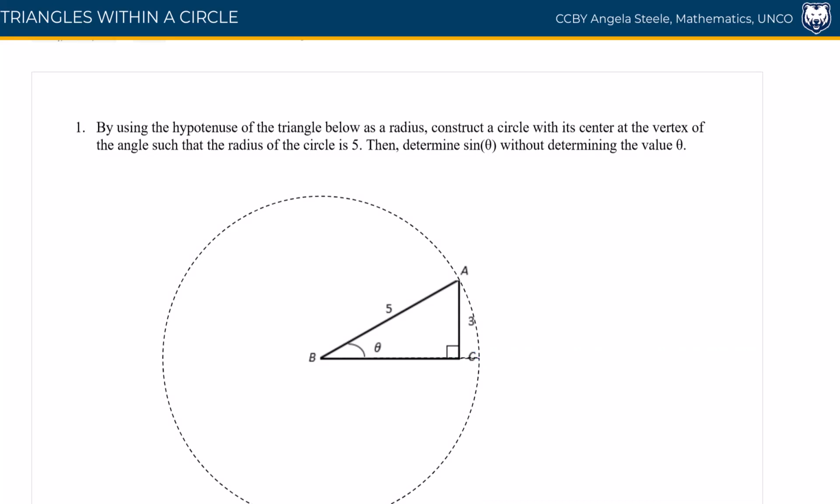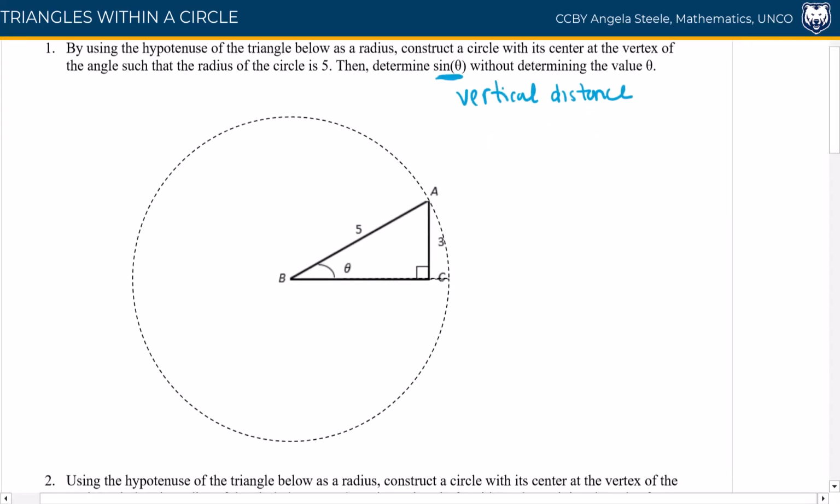Okay, then next we are going to determine the sine of theta without determining the value of theta. So here we've got our sine function, and because we're looking at sine, that means we are looking at the vertical distance. That's always the key thing I want you to remember. Since we're looking at the vertical distance, that means y equals r sine of theta.